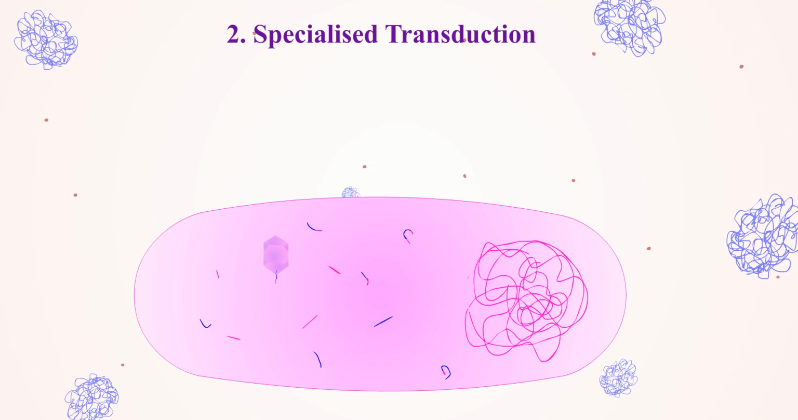2. Specialized transduction. Here, only a specialized set of bacterial genes will get transferred, which depends on where the phage genome will bind in the bacterial chromosome. When the lytic cycle is induced, the phage DNA will get excised along with some of the bacterial DNA adjacent to the phage DNA.